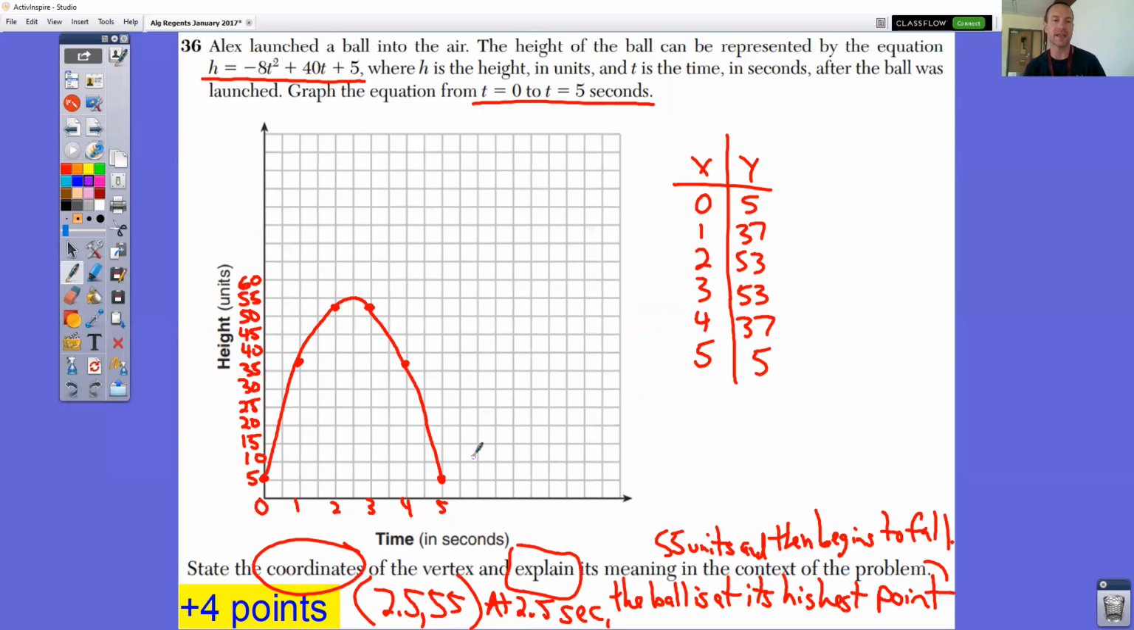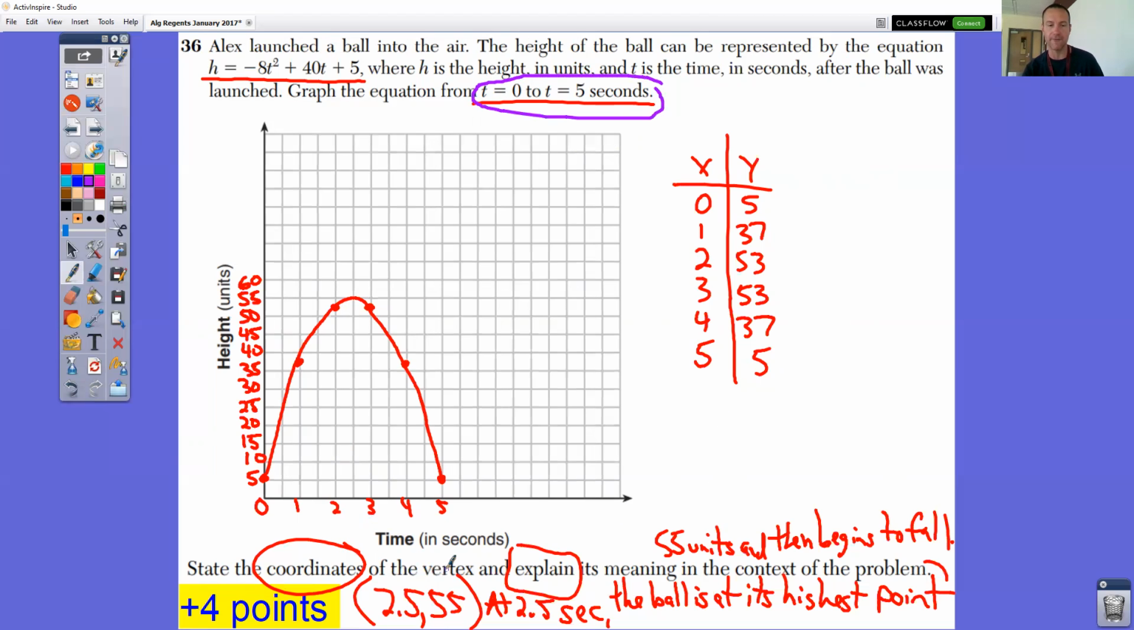In question number 36, Alex launched the ball into the air. The height can be represented by this equation. Graph it from t equals 0 to t equals 5. So we're not going to draw it all the way down. If you drew it all the way down, you didn't stop at 5. When we do second and table, we get the values for 0 through 5. So we graph those. No arrows on the ends because all that we're doing is graphing 0 to 5.